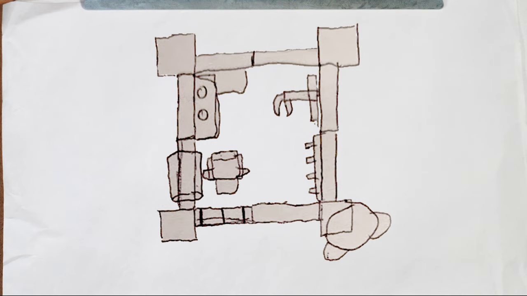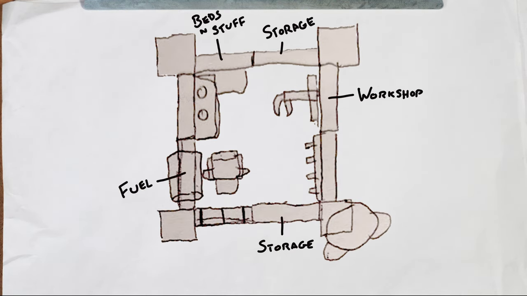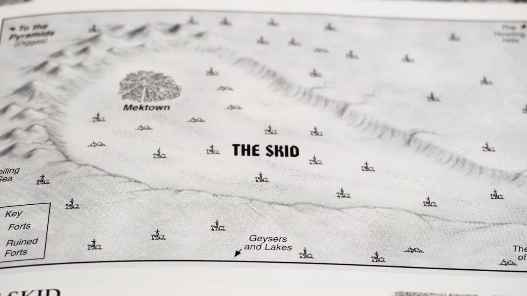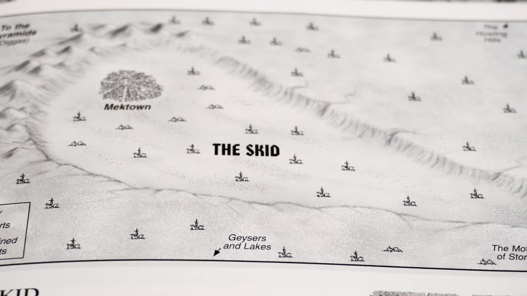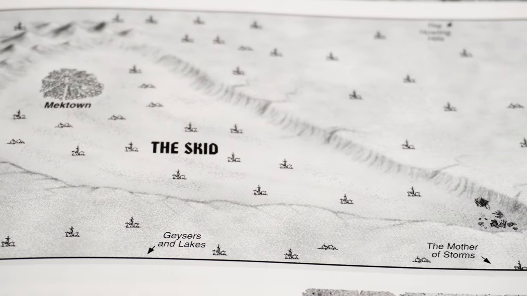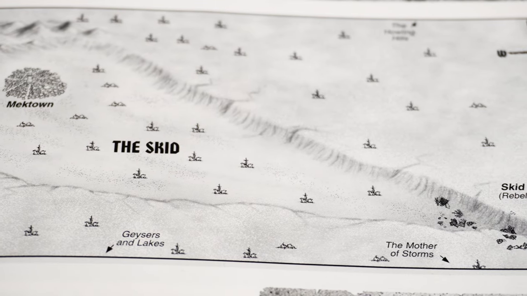In the end, I decided on giving my fort 2 storage areas, a workshop, some sleeping space, a fuel depot, some plumbing, some electrical equipment, and a gate. Also, since my gang was the most obsessed with vehicles and gubbins of any in our campaign, I wanted them to be based out of a remote fort on the far side of the skid, where the grots are unruly and the Spanner boys are even more eccentric than usual.